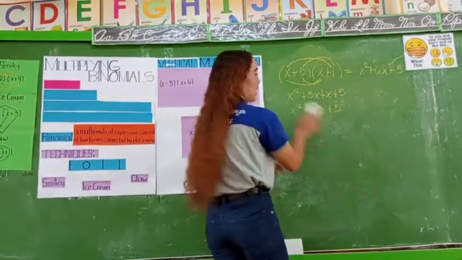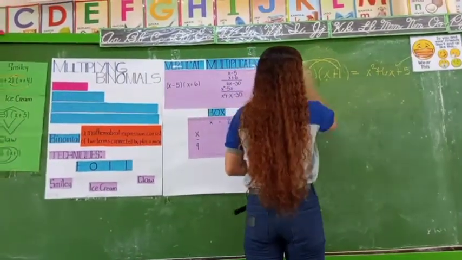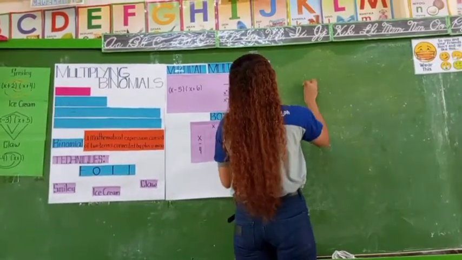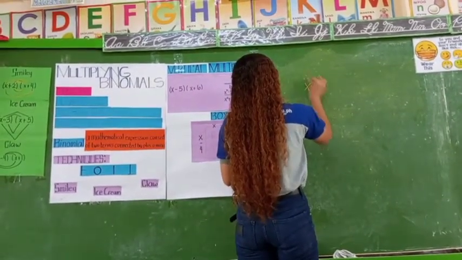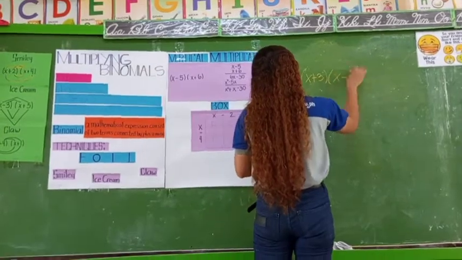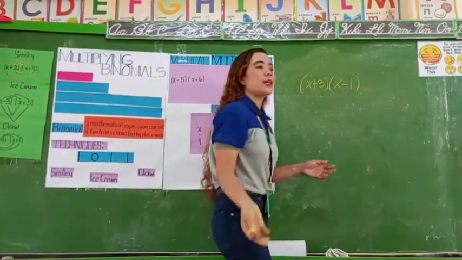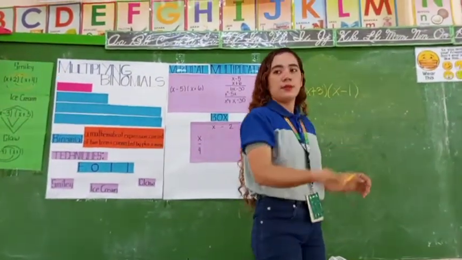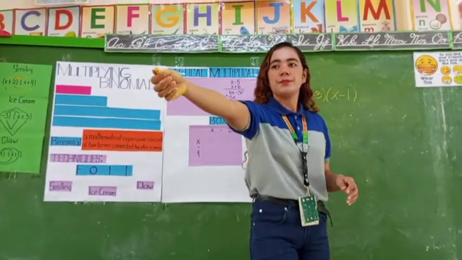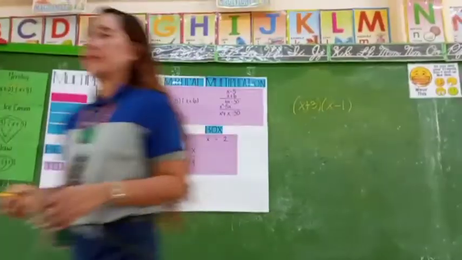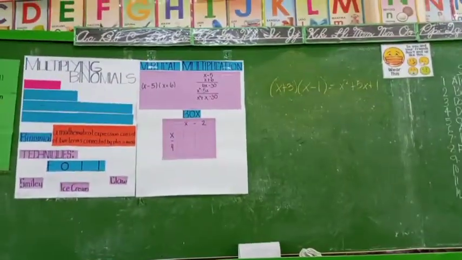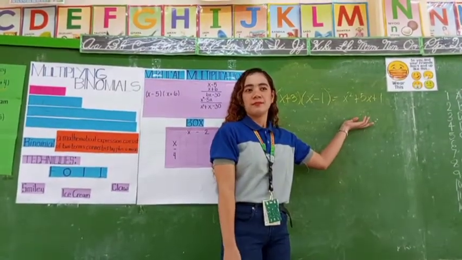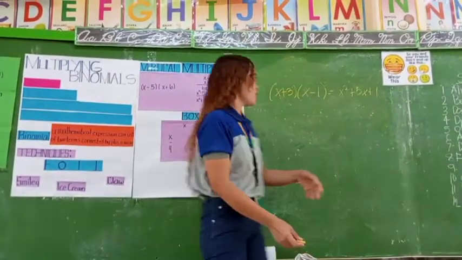How about using the ice cream method? We have here x plus 3, and then x minus 1. Using the ice cream method. Yes, group 1. Tama ba? Hindi kayo sigurado? Okay, let's check.